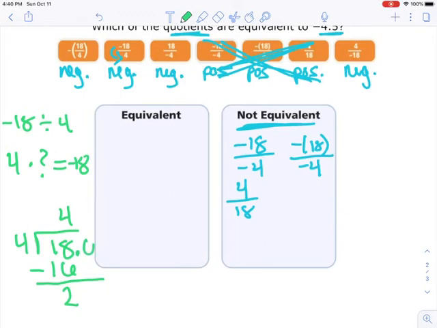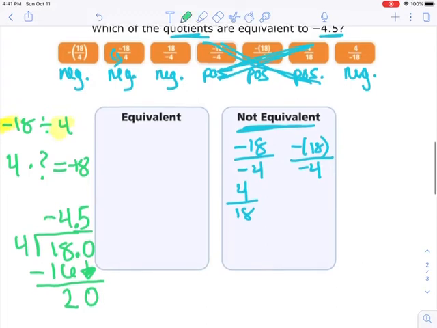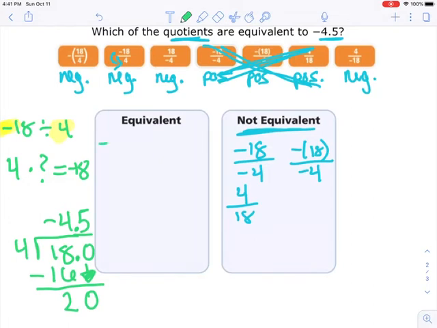So what I have to do next is add a decimal so that I can add a 0. Whenever you add a decimal, you always want to bring it up above the division house so you don't lose your decimal placing. And then I'm going to bring down this 0. So now I have how many times can 4 go into 20, which is actually 5. So 4.5, that's my answer. And a negative divided by a positive is a negative. So my answer here is negative 4.5. So this one is equivalent. Negative 18 divided by 4.